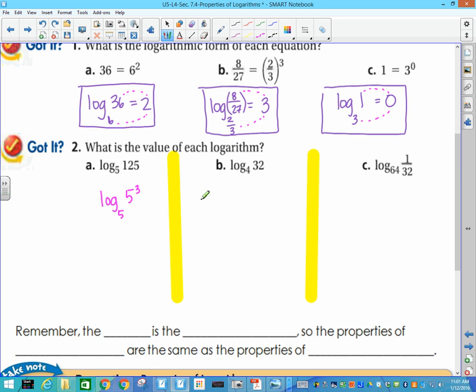Okay? So I write log base 5 of 5 to the third. Well, we just talked about what is a log. A log is the exponent. So that being said, what this is saying, what is the log of 125 if I write it with a base of 5? So I wrote it with a base of 5, and what is the exponent? It is 3.